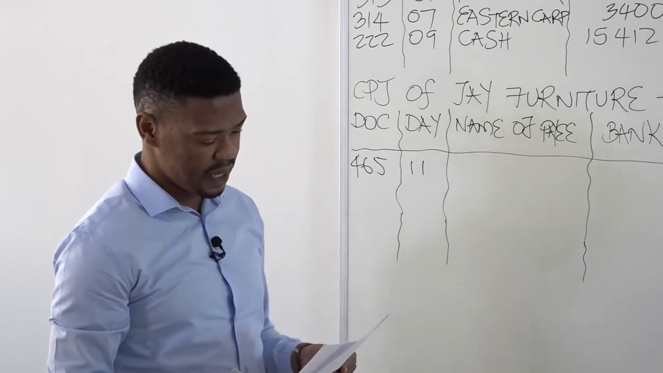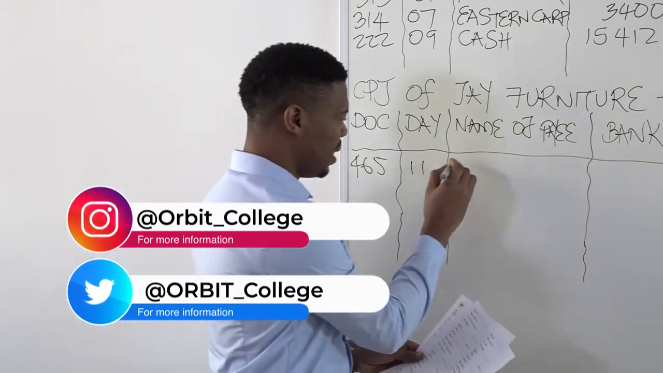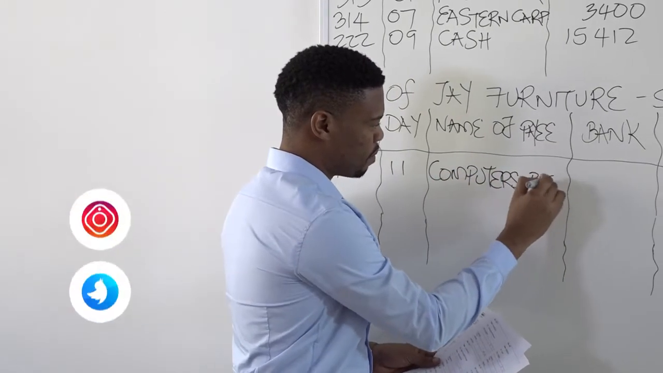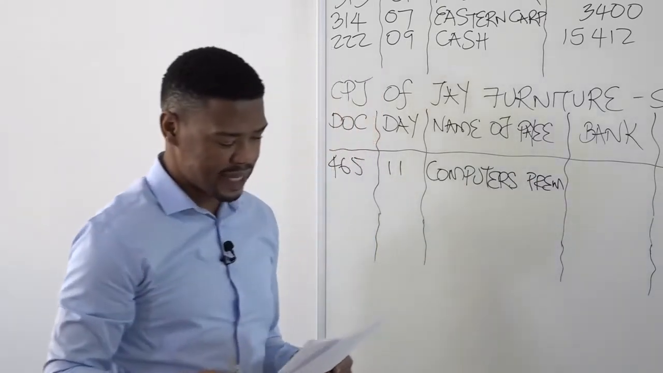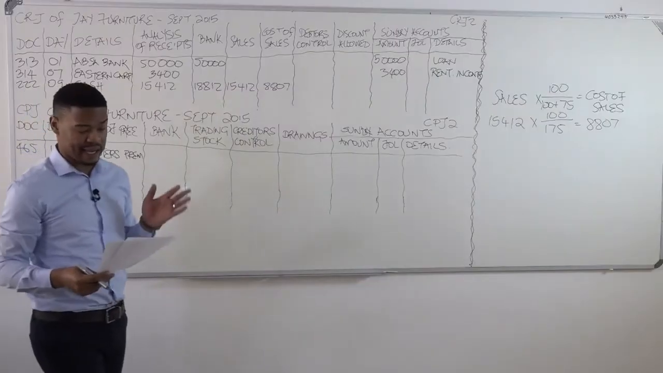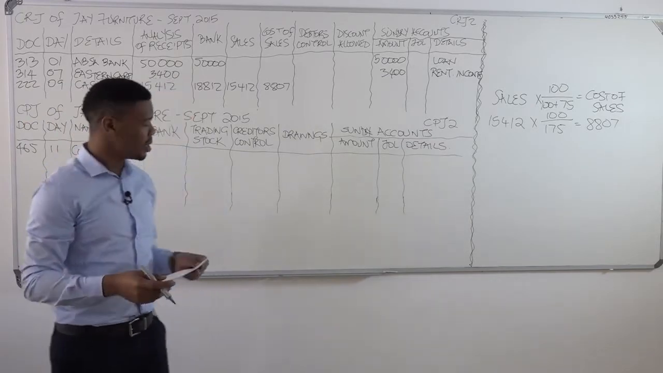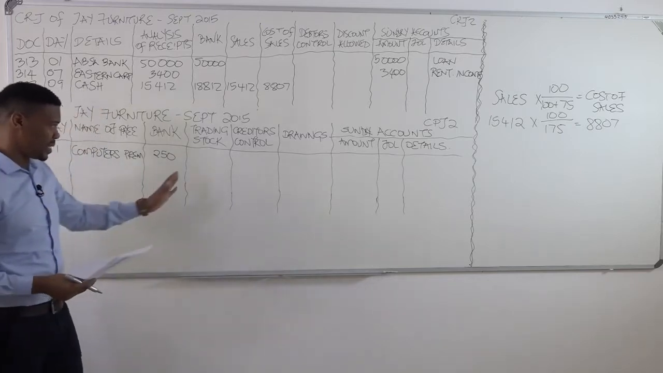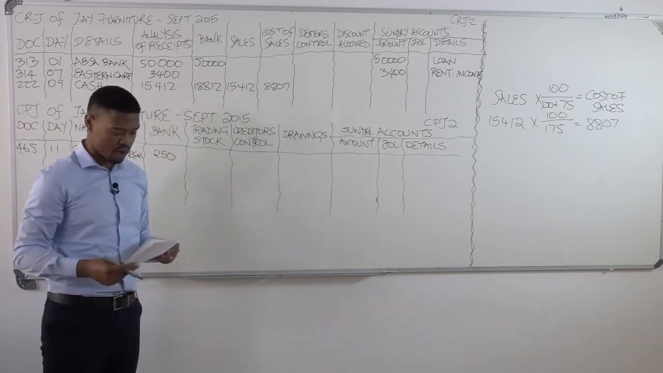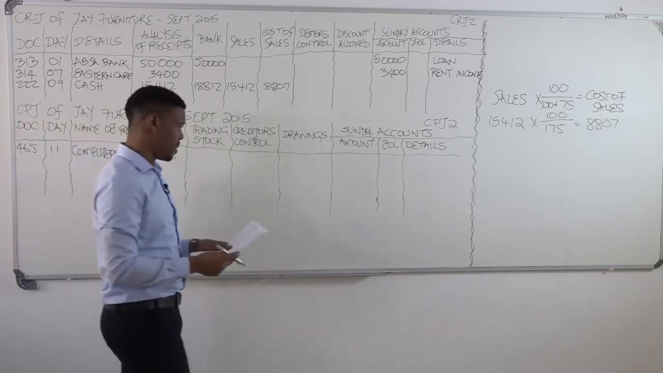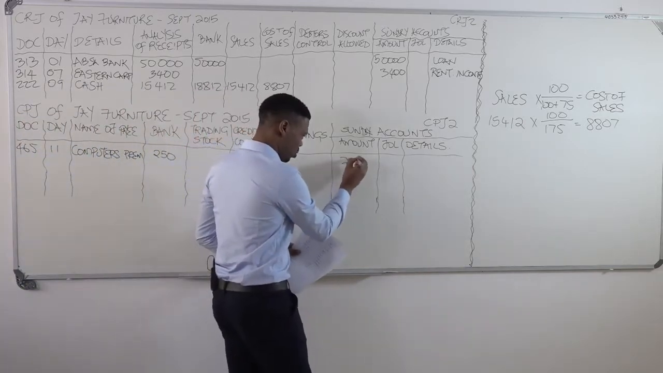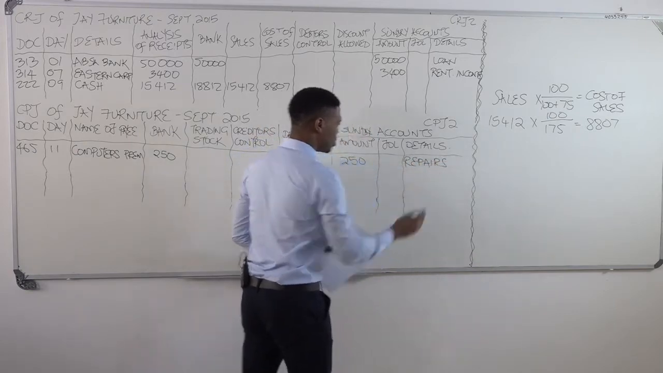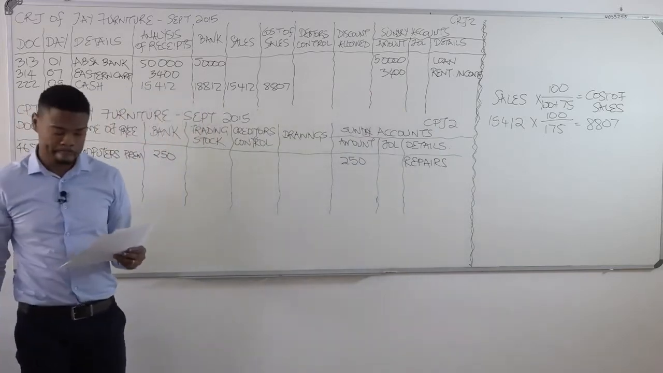The name of the payee was Computers Premier. So I'm going to enter that information there. Then that check was 250 Rand and it was issued for repairs. So I will enter 250 in the column bank. Then I check my additional columns that I had to open. There's no repairs there. And if there's no additional column, remember, you go to sundries and you put in 250. That check was issued to that company for repairs.